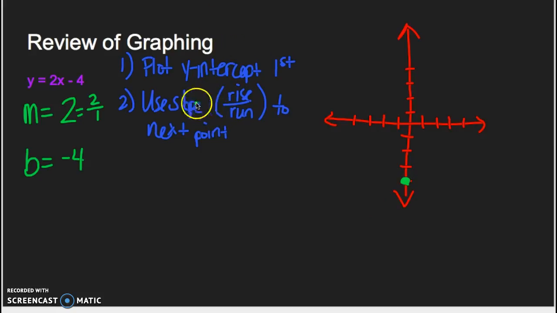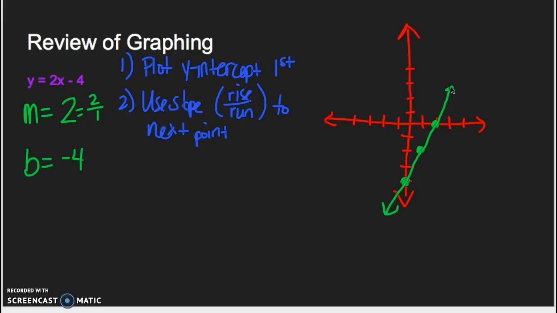Okay, and then we use our slope, rise over run, to get to our next point. So our slope was 2, so that means I'm going to rise 2, and I'm going to run 1. So from that dot I just put on, I'm going to rise 2, and I'm going to run 1. And it was positive, so I went up and right. And remember, you could even do that again. Rise 2, run 1. Okay, so there's my line. So that's just a quick little review of the graphing that we've already done. Okay, so we're going to use that to help us do this in reverse order.